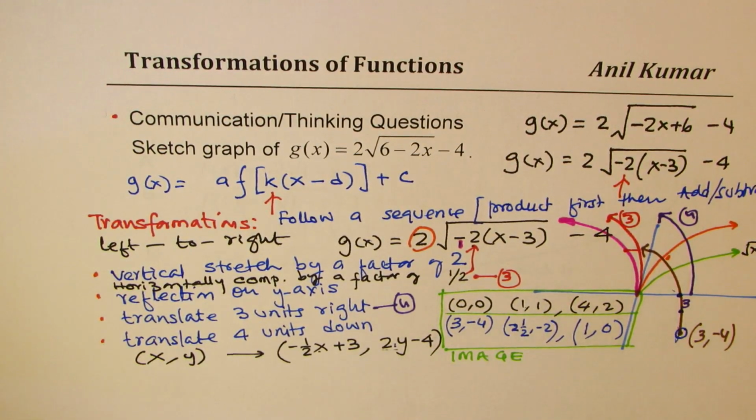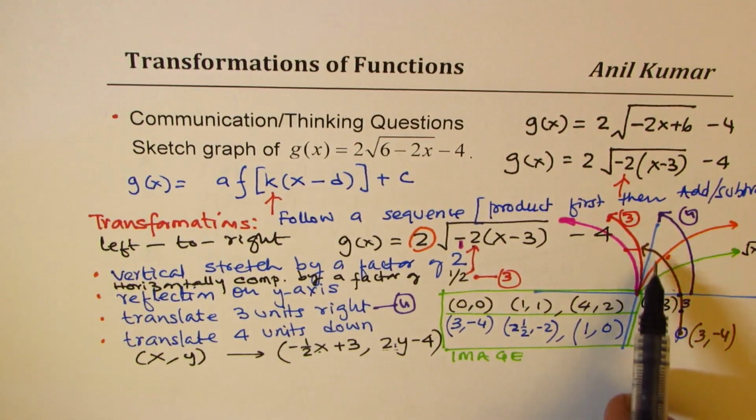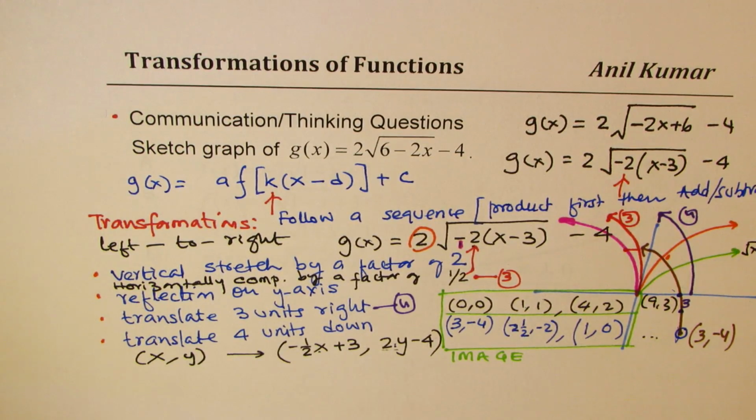And then you can sketch, right? So I'd like you to calculate for 9 and 3 and then put that point on the graph. So I hope that helps. So we have combined all the transformations together and sketched one.